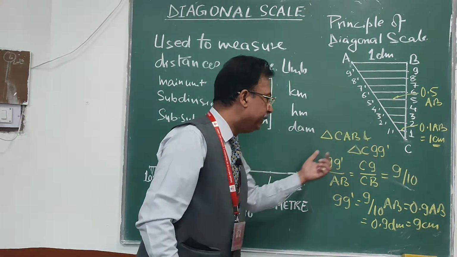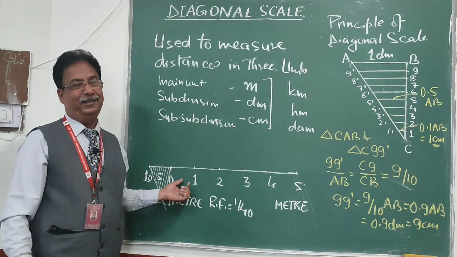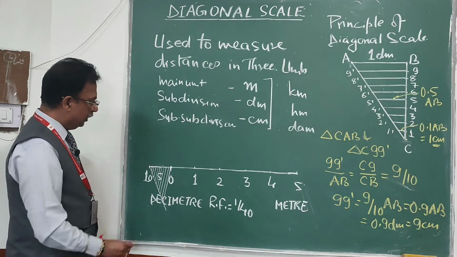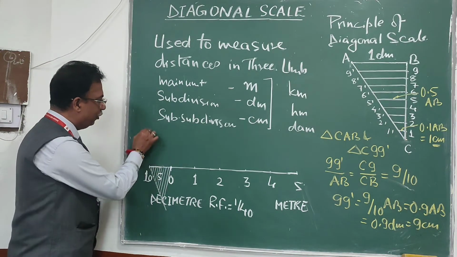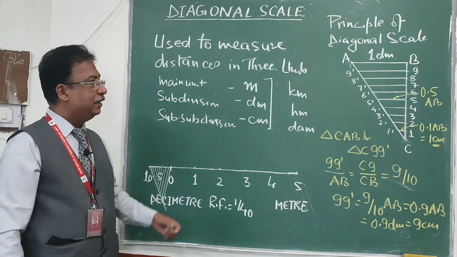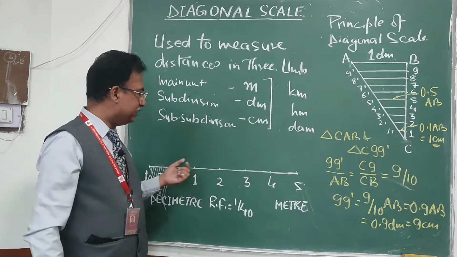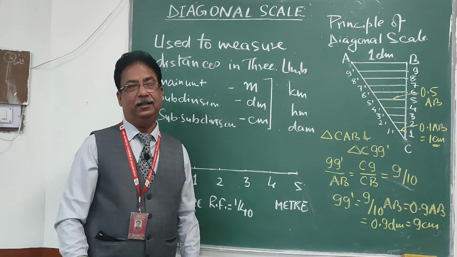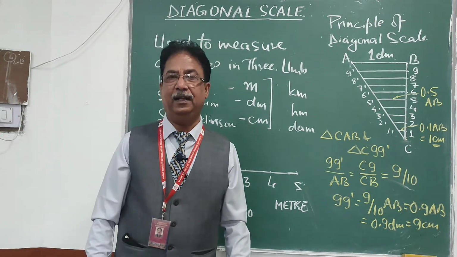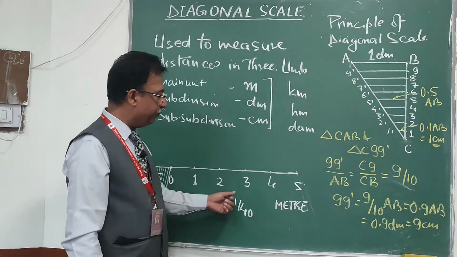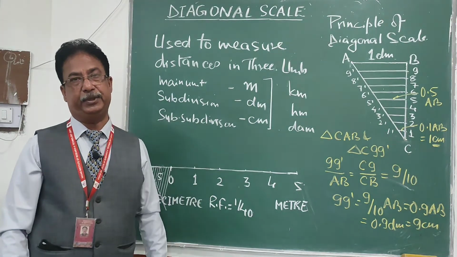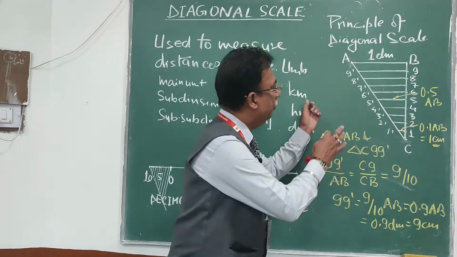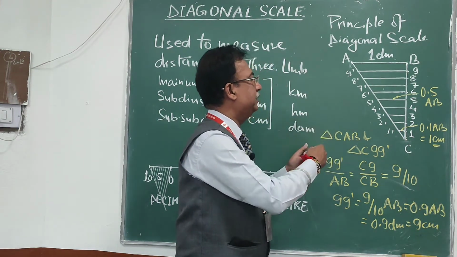If we incorporate this in our drawing, then the problem will be solved. So for that, I am going to draw a perpendicular on this line and just shift this triangle into this problem. Then I can solve the problem of diagonal scale, and I can make a scale which can measure in meter, decimeter and centimeter.